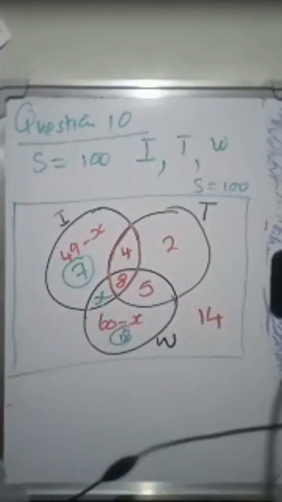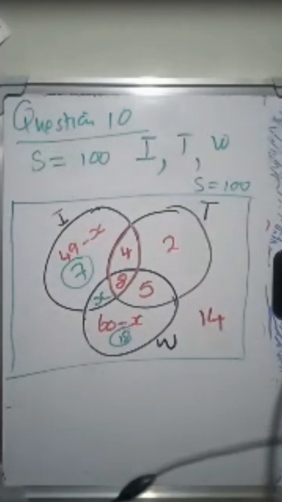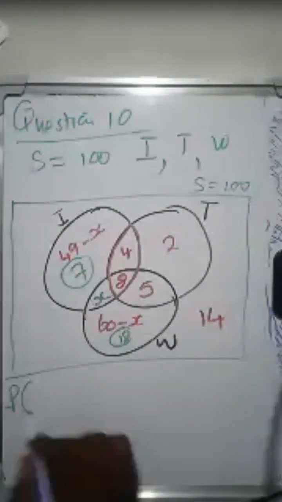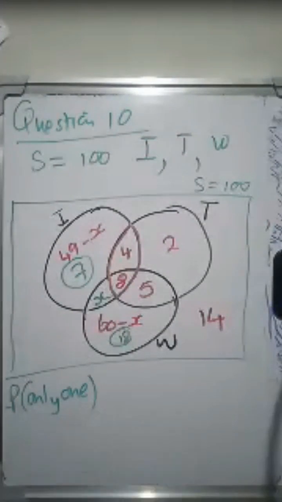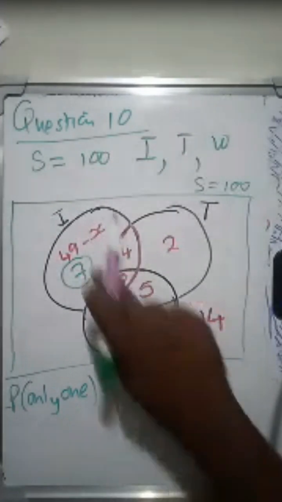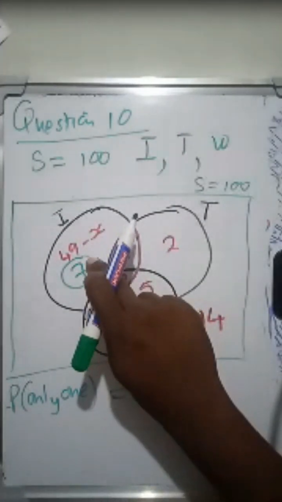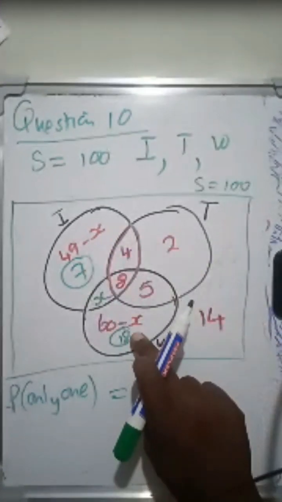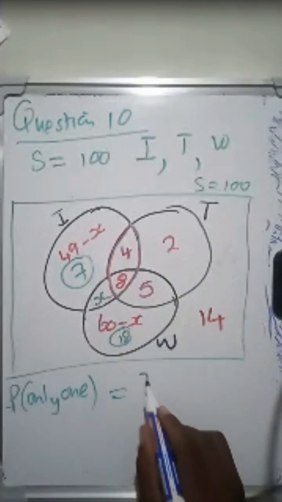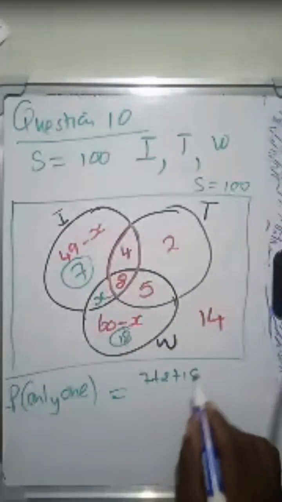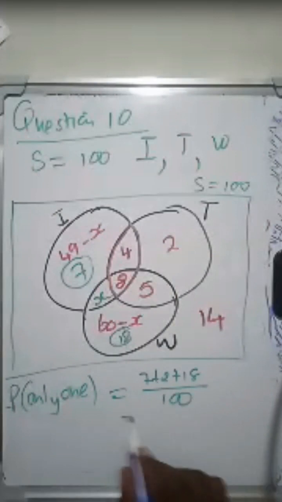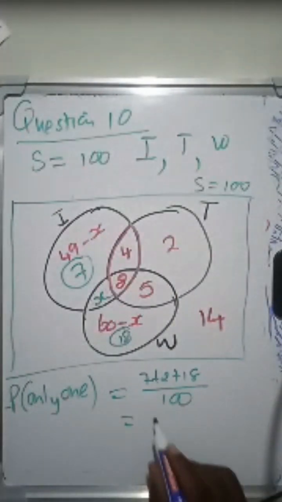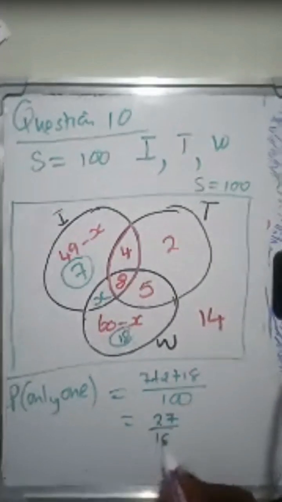Calculate the probability that a learner chosen at random uses only one of these applications. Only one of these applications. Probability only one. How many are using only one? Here we have how many? 7. Here we have how many? 2. Here we have 18. So there are 7 plus 2 plus 18 over the total, which is 100. What do we get? 27 over 100.